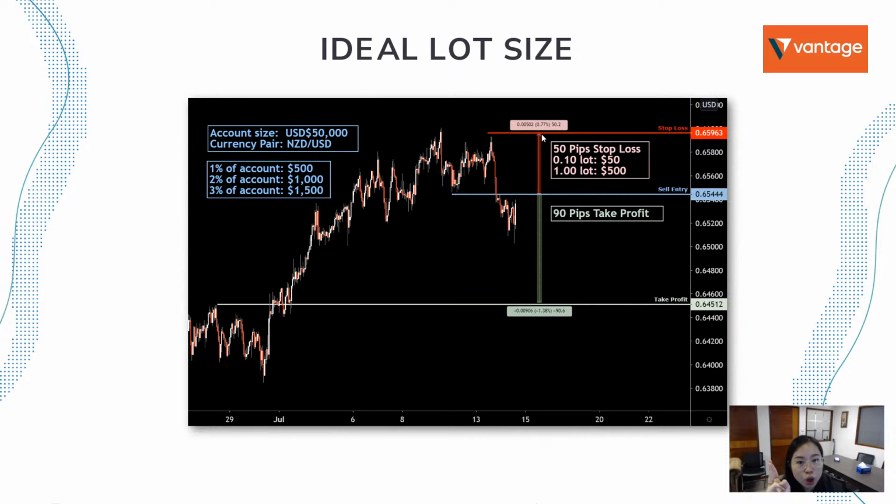You now need to know the amount of pips between the sell entry and the stop loss. So you need to know, if I get in here at 0.65444, and it hits my stop loss at 0.65963, how many pips did I lose?